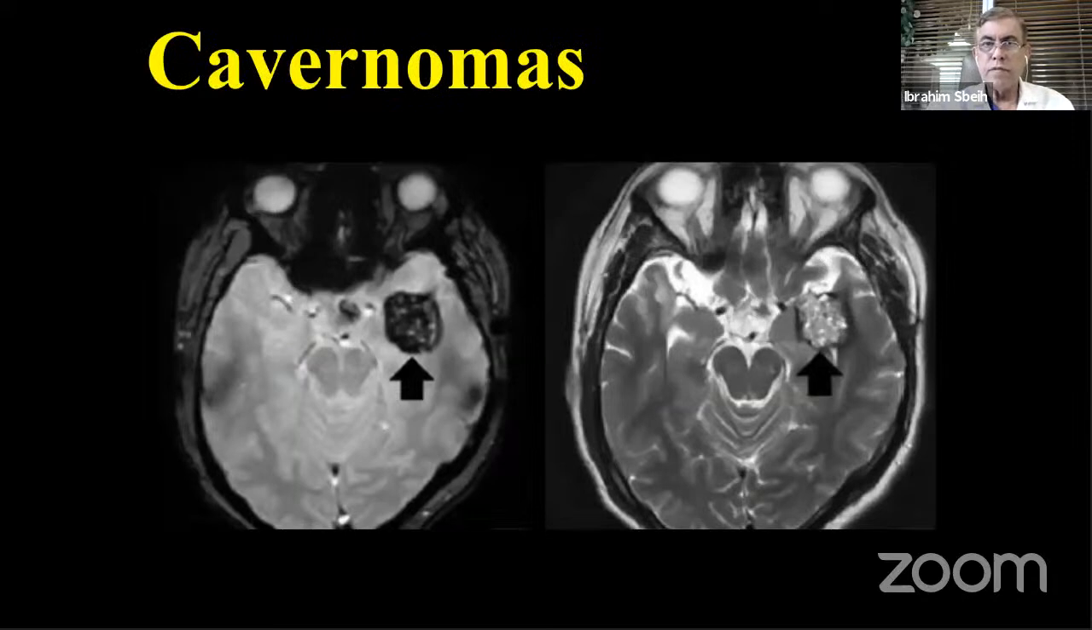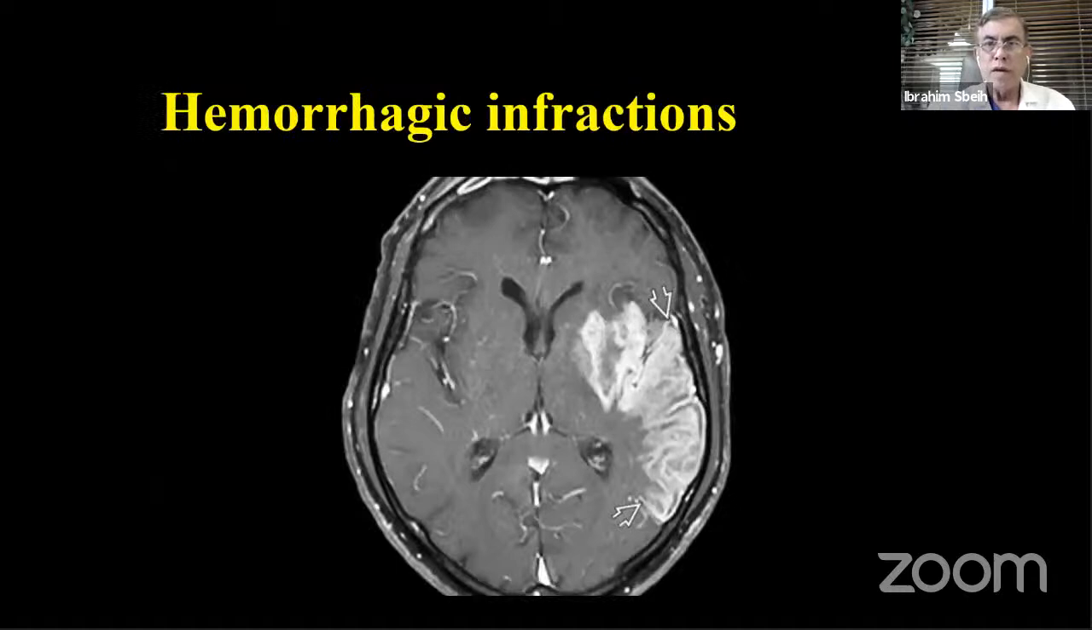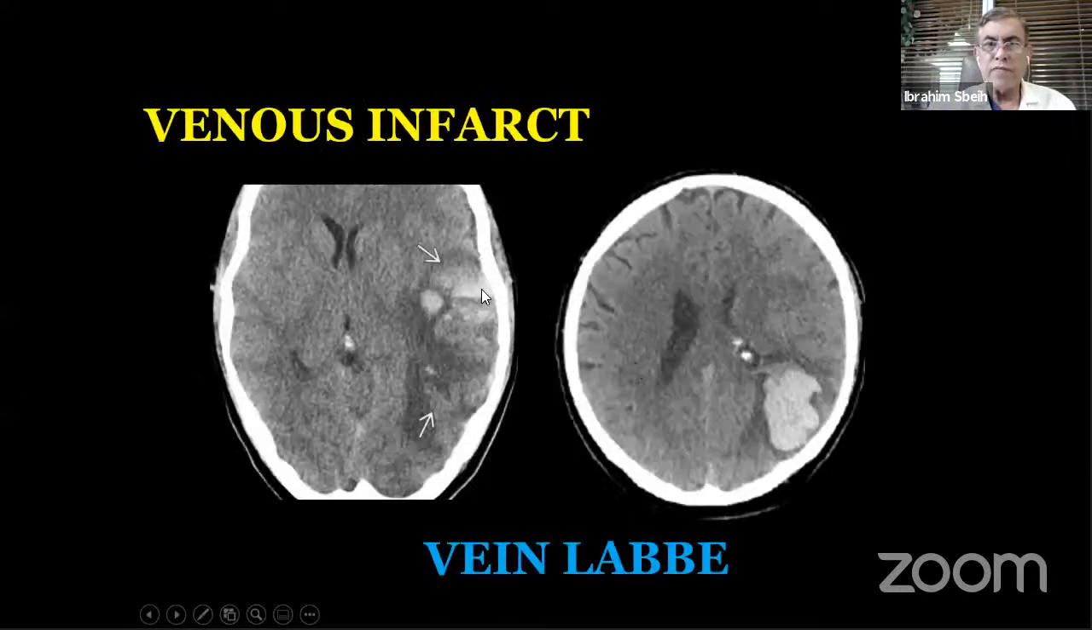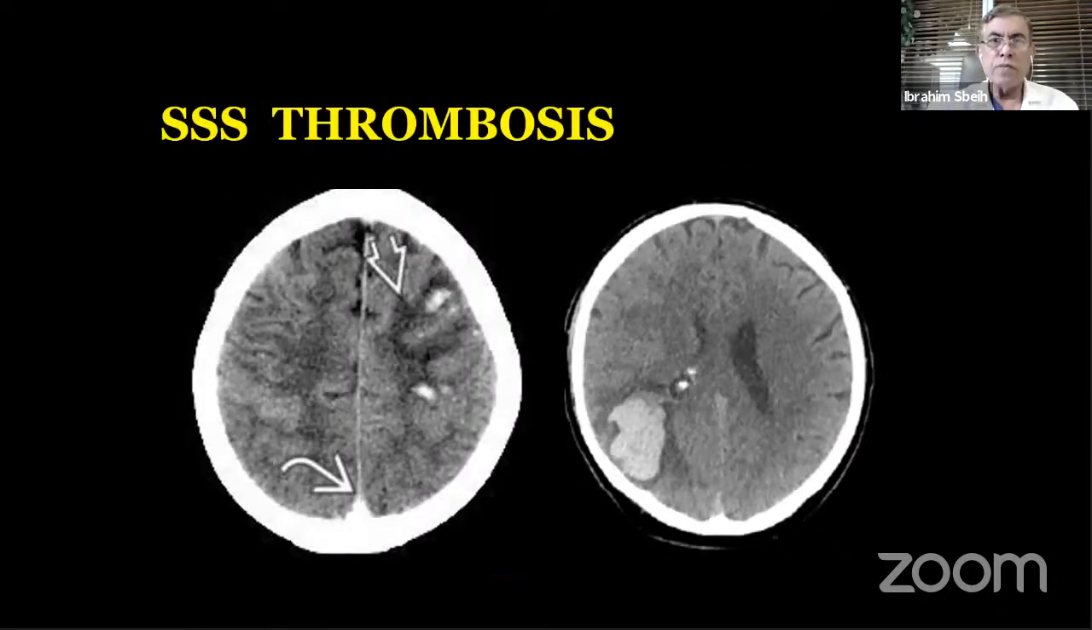Cavernomas, rupturing causing hemorrhage. Hemorrhagic infarct. Venous infarct. In this case, it was due to damage of or closure of the vein of Labbé on the left side. Superior sinus thrombosis causing hemorrhage is usually bilateral.